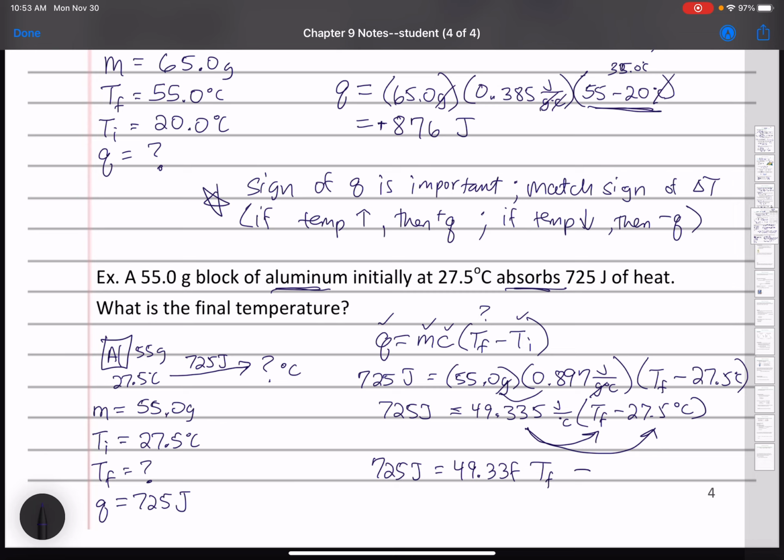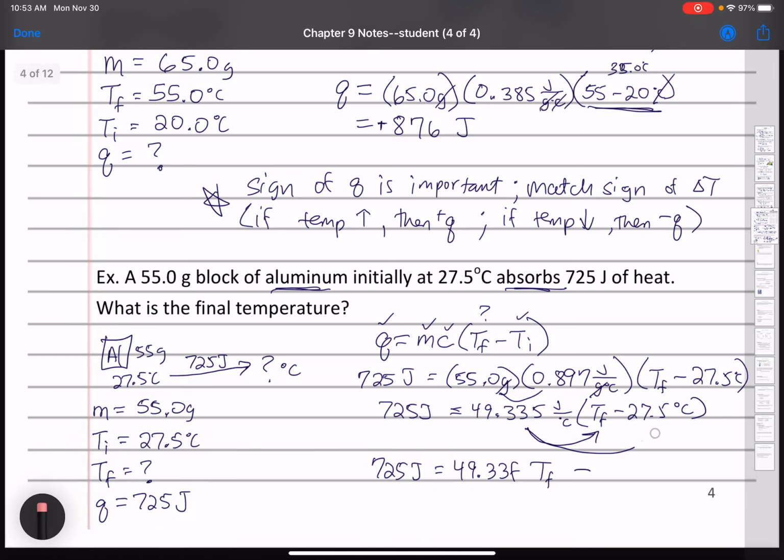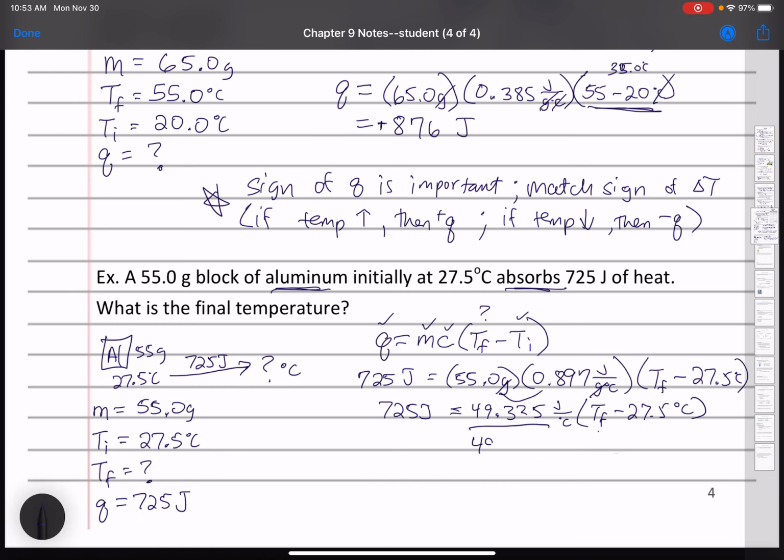oh no, I did it differently in my notes. That's one way you could do it, but I'm going to do it the way I had it in my notes, so I don't have to FOIL. Instead, what I'm going to do is divide both sides by 49.335. So I get 14.695. And I should keep my units, joules per degree Celsius, so the joules cancel out.